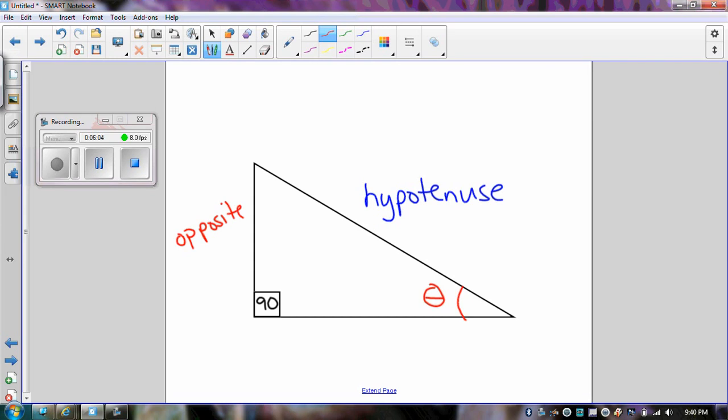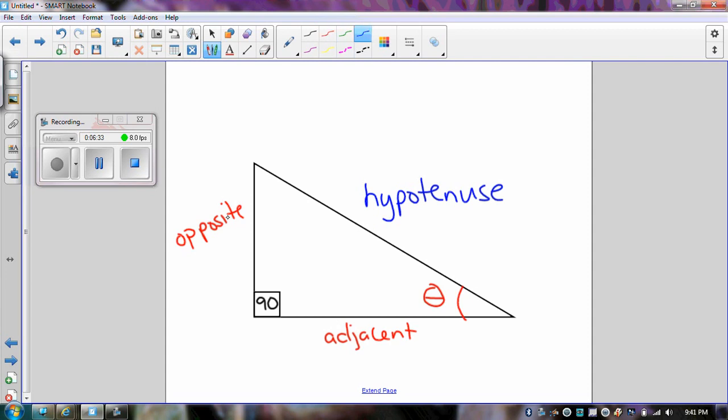The third and final side is then known as the adjacent. And the adjacent side is going to be the side that actually is connected to the angle, but that's not the hypotenuse. So for example, if we're looking at this angle right here, theta, we already know that this side that's attached to the angle is the hypotenuse because it's the longest side. So therefore, the other side that's attached to it must be called the adjacent. Now remember, I said it is all dependent on what angle you're looking at.